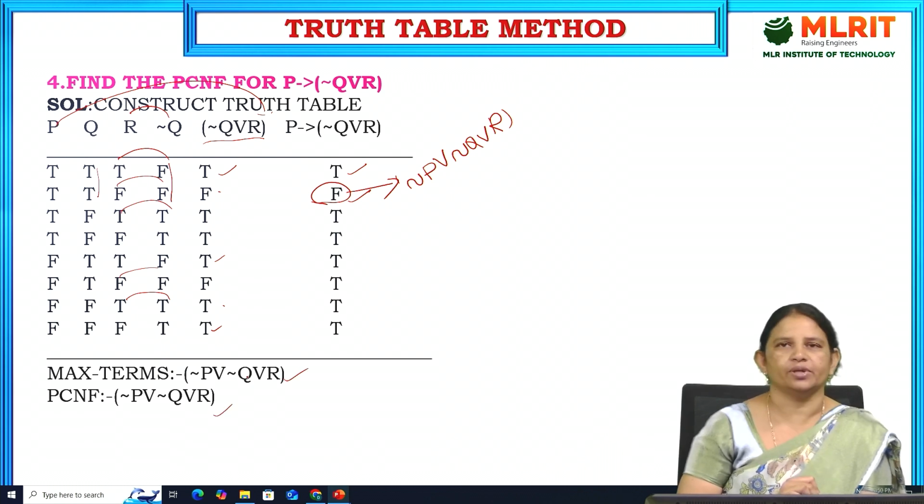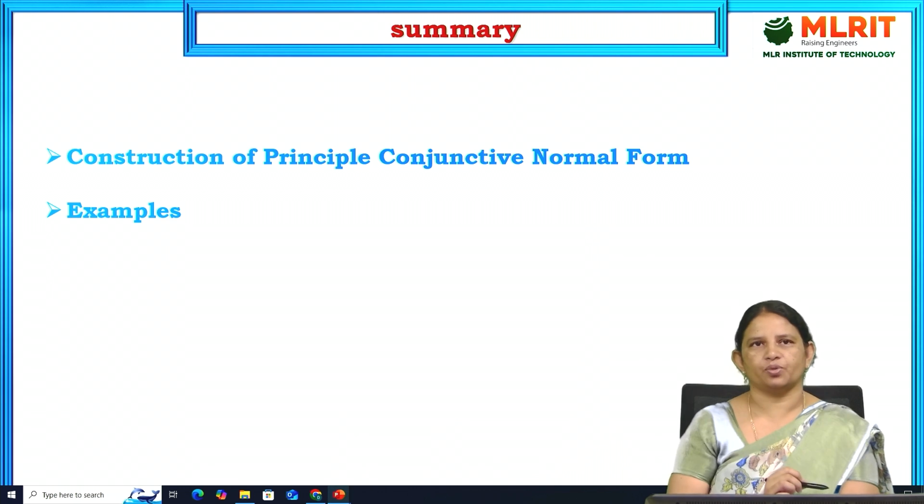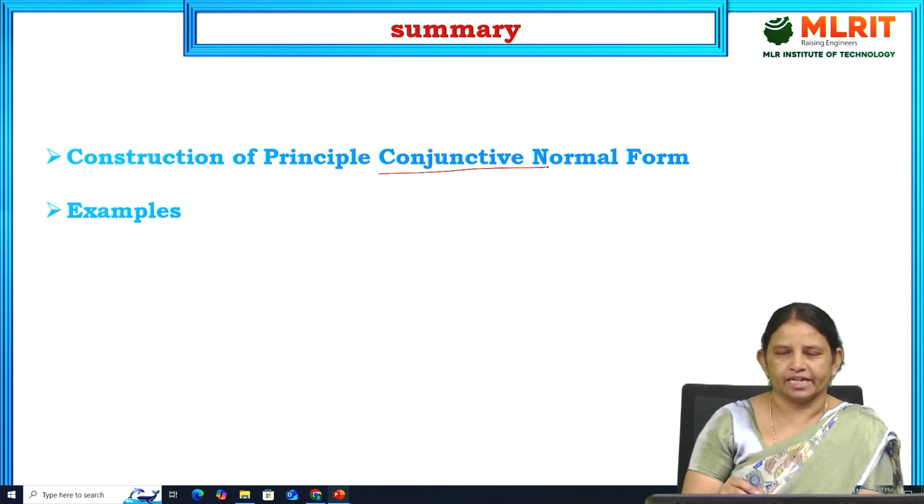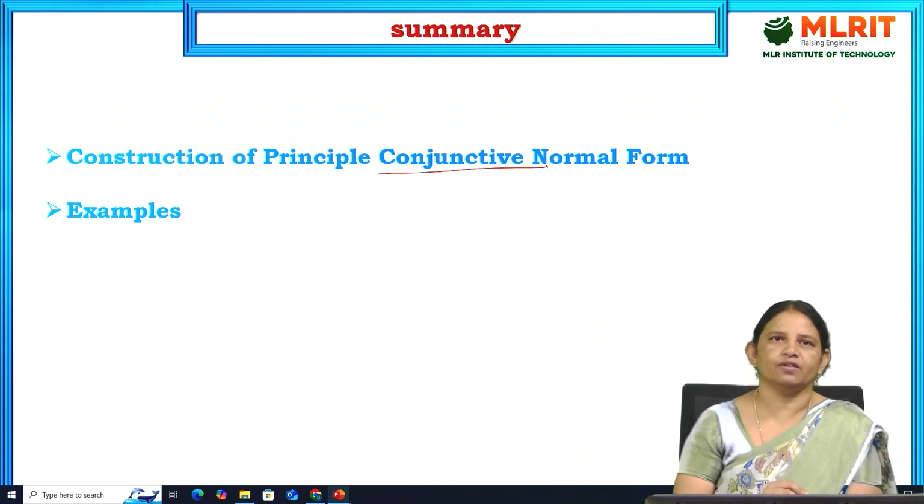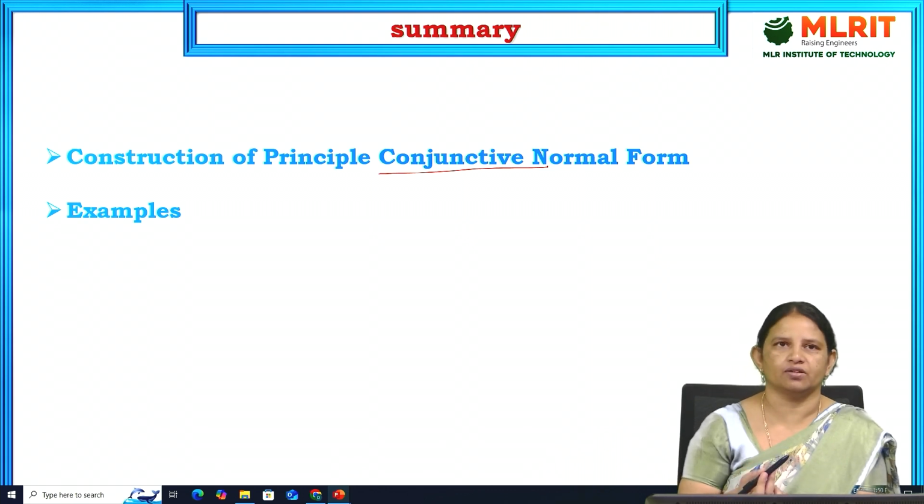That is the PCNF. So what we discussed up to now is what is meant by PCNF and how to construct the PCNF with the help of a truth table. That is method 1, and we discussed some examples regarding the PCNF.